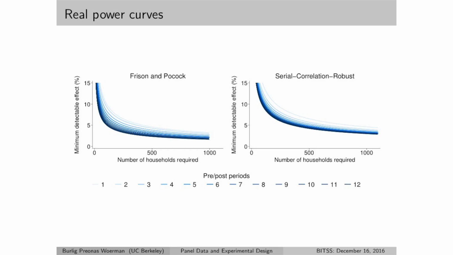Okay, so this is more like what you're used to seeing, which is I've shown you in these simulated experiments what level of power I would actually achieve. Now we can look at what a power curve might look like. So this is plotting the minimum detectable effect size against the number of households required using this Pecan Street data. And on the left, you see varying levels of panel length. Now, as you would expect, as you increase the panel length, you need fewer and fewer units for a given minimum detectable effect size. That makes sense. But at the same time, you notice that the Frisson and Pocock result is shifted down and to the left relative to the serial correlation robust one.